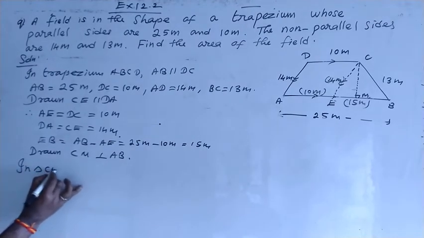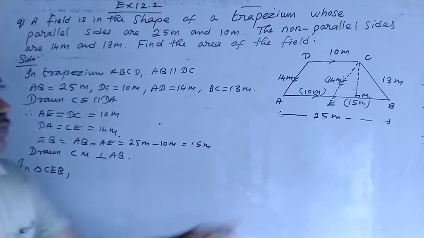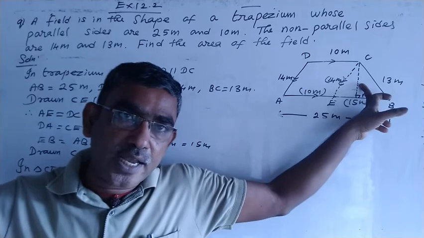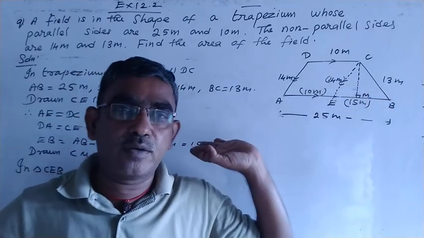In triangle CEP, we can find the area of the triangle. After that, we can find the height of the triangle. Height of the triangle equals 2 into the area divided by the base of the triangle. We can get the height.